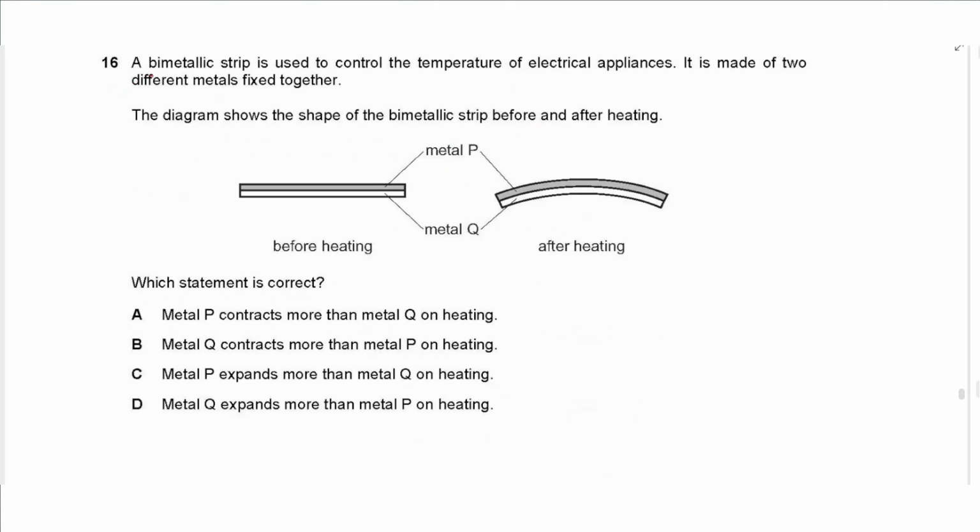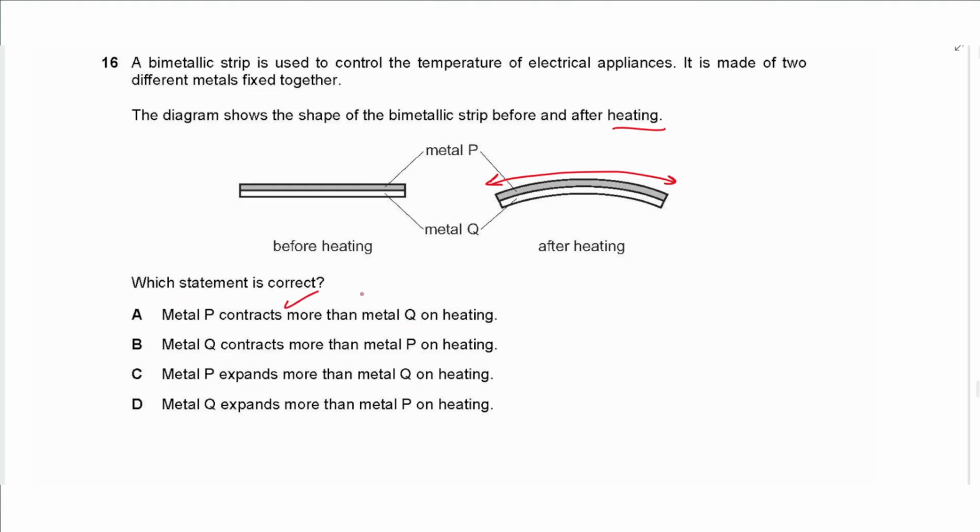Question 16 says, a bimetallic strip is used to control the temperature of electrical appliances. It is made of two different metals fixed together. The diagram shows the shape of the bimetallic strip before and after heating. So it appears that metal P expands more when heated, so it contracts more when cooled, by the way. Which statement is correct? Metal P contracts more than metal Q.